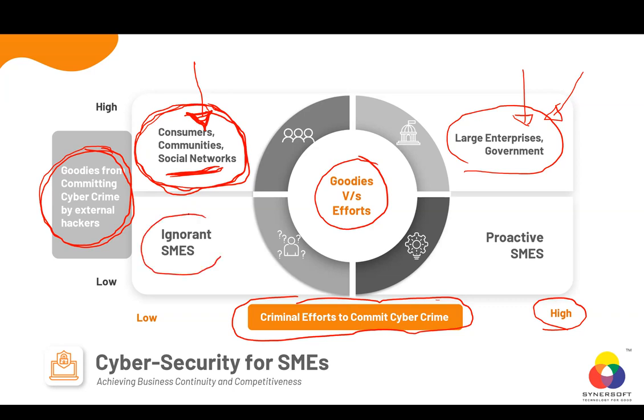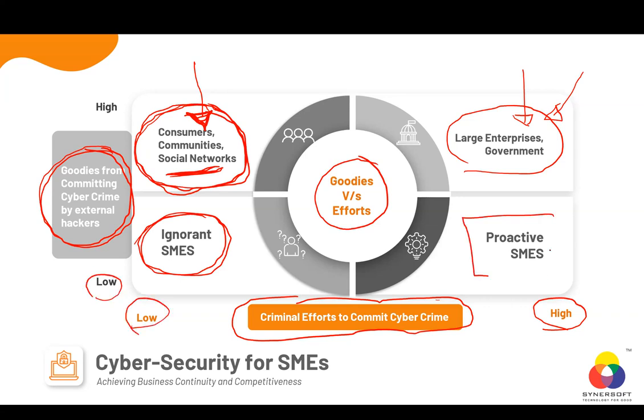Third is ignorant SME. The SME who has not done anything, who does not do anything. For a hacker would not get anything after hacking an SME, correct? At the same time, it will be very low effort. So it would be low and low.